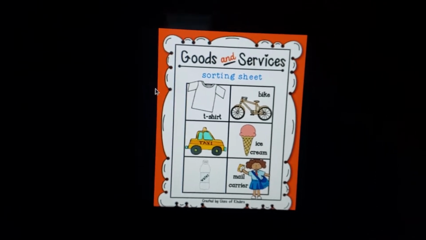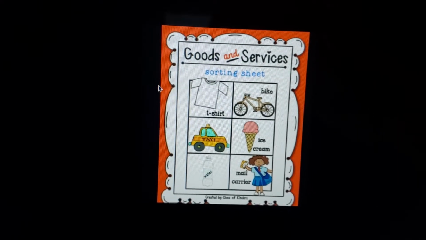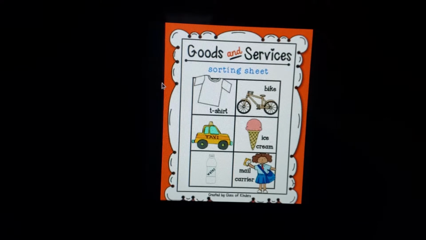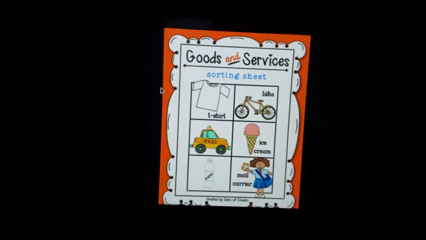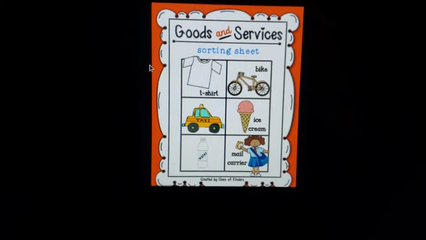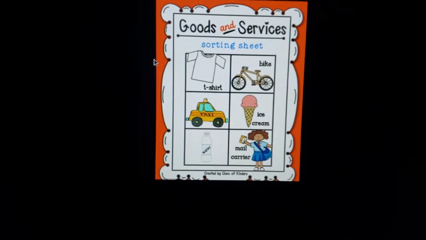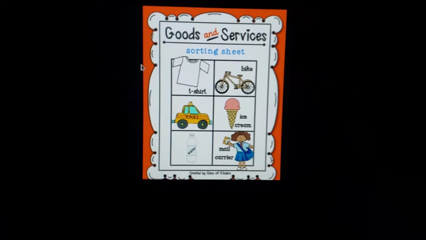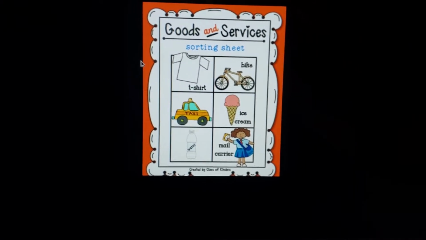So the t-shirt is actually a good. The bicycle is actually a good. You know what? Let me back it up a little bit. Goods are objects that can be consumed. That means they can be bought and you can use them. So that's why the t-shirt is a good. That's why the bicycle is a good.